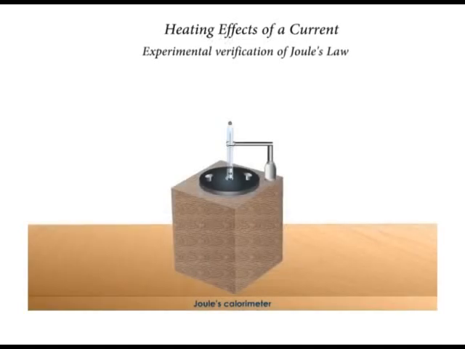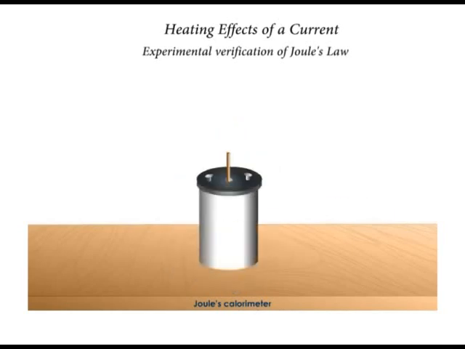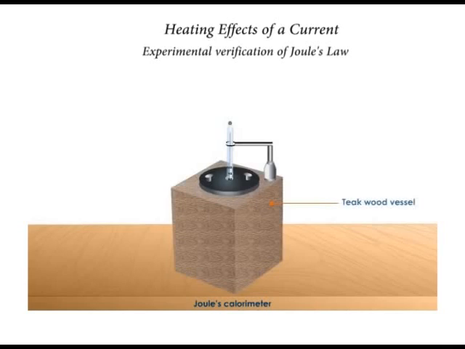Joule's law of heating by electric current can be verified in a lab using a Joule's calorimeter. The Joule's calorimeter consists of a nickel-plated copper vessel with a stirrer. The nickel-plated vessel is in a teakwood vessel. The outer vessel has a bakelite top with the provision for the thermometer. There are terminals present on the bakelite top to which a resistor is fixed.